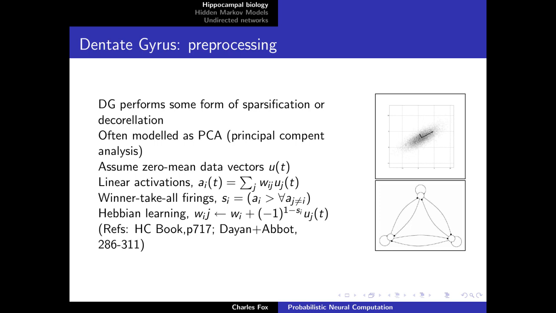And we can set up winner-take-all dynamics. So in this case, you either fire or you don't. That's a Boolean. And you fire depending on whether your activation is greater than all the activations of the other cells in your population. Okay, so this is a competitive network. Exactly one cell fires each time.